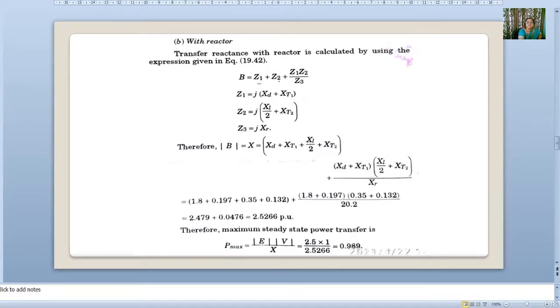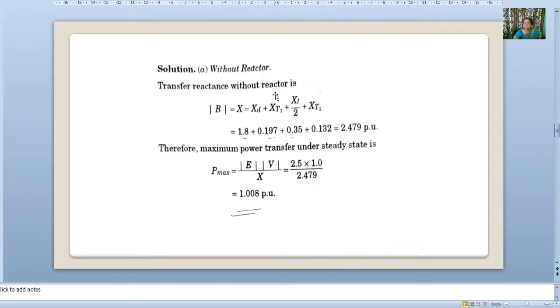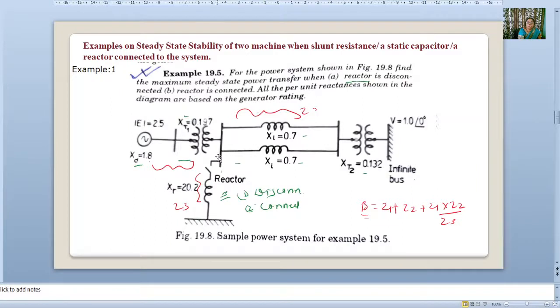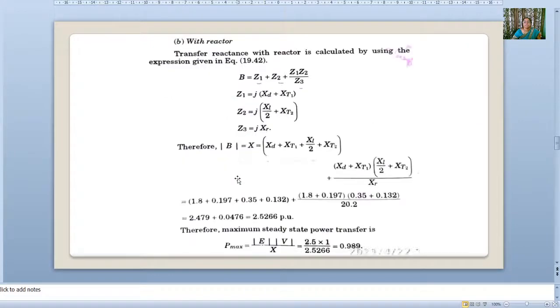With reactor, Z1, Z2, Z3. Z1 is whatever we are considering from the reactor left side. Okay, this is Z1: XD plus XT1 is our Z1. While XL by 2 plus XT2 is our Z2, and XR, that means reactance, is our Z3. So this is Z1, Z2, Z3.